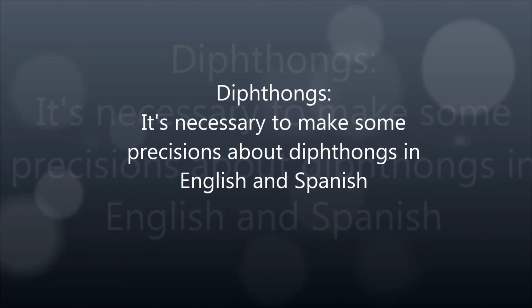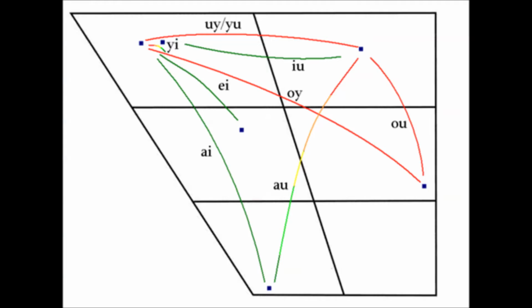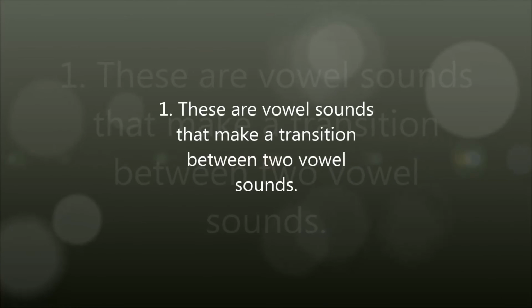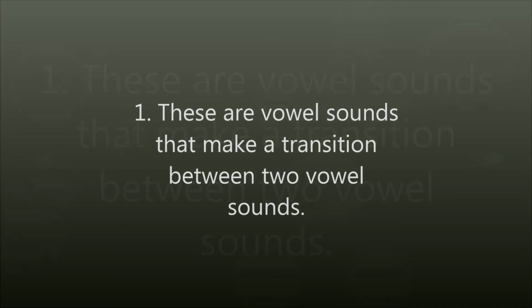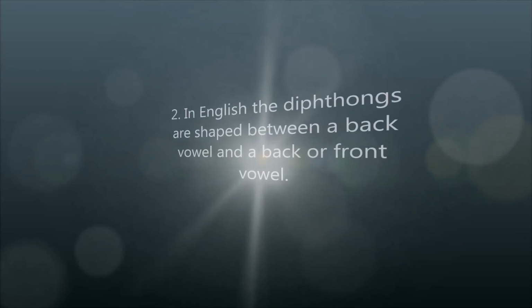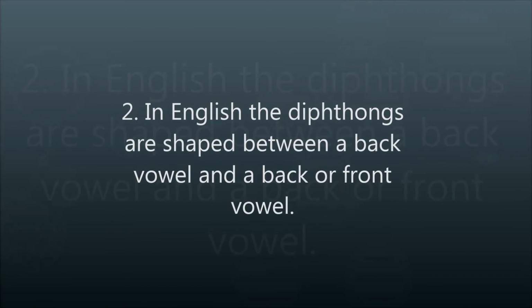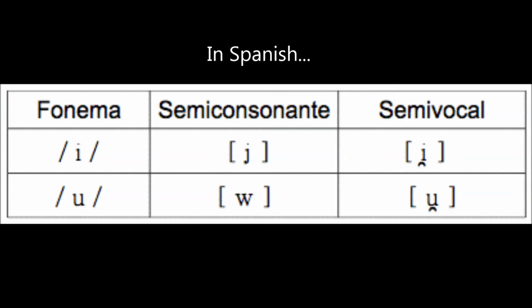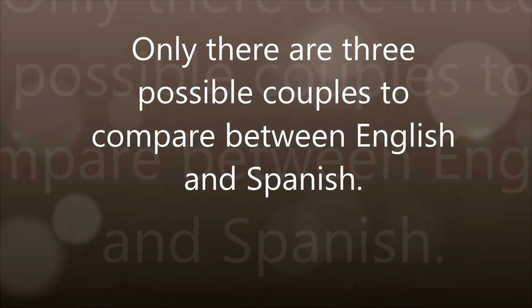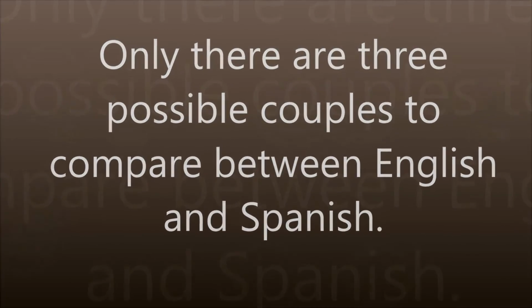It's necessary to make some precisions about diphthongs in English and Spanish. These are vowel sounds that make a transition between 2 vowel sounds. In English, the diphthongs are shaped between a back vowel and a back or front vowel sound. In Spanish, there are 2 semivowels and 2 semiconsonants that shape the growing and decreasing diphthongs. Only there are 3 possible couples to compare between English and Spanish.